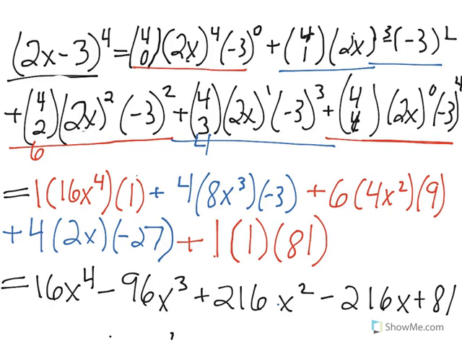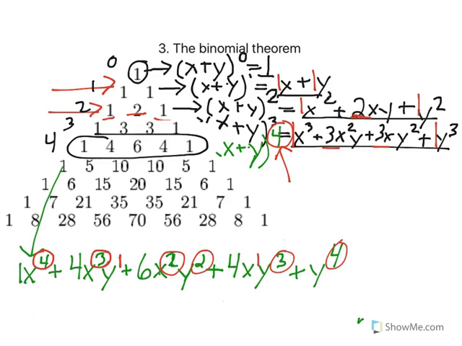Now, just a quick recap. You can use combinations, or you can draw out Pascal's triangle, and you could just write those numbers in. Doesn't matter which way you choose, either one is fine. Just remember how to construct Pascal's triangle.